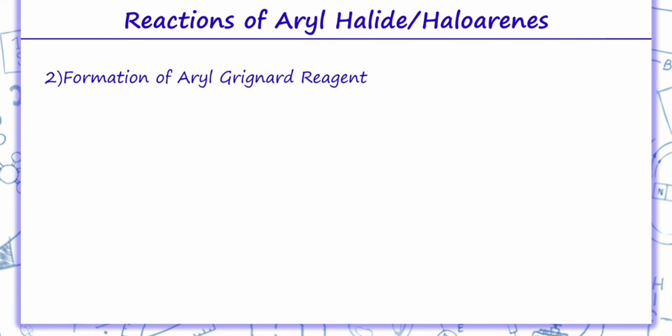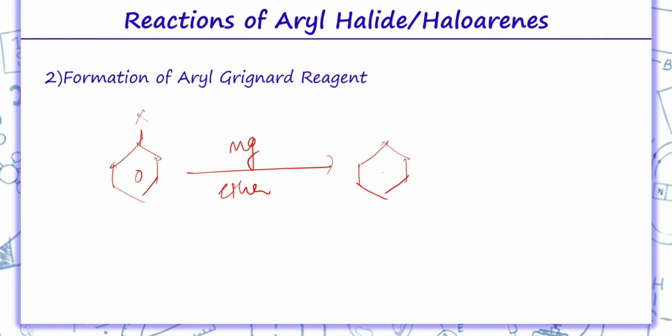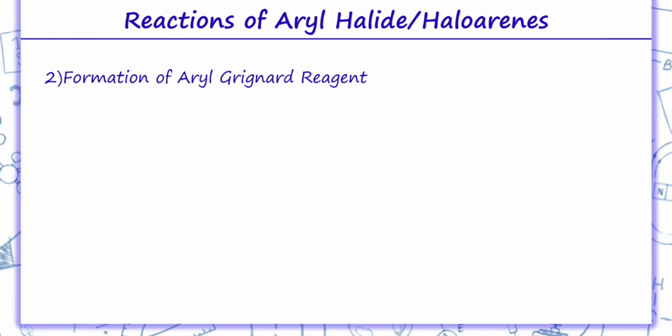Next reaction is formation of aryl Grignard reagent. We have a haloarene. When it reacts with magnesium in ether, we get aryl Grignard reagent. Thus MgX is attached to the benzene ring. The reactivity order here is: aryl iodides are more reactive than aryl bromides, then aryl chlorides, and then aryl fluorides.